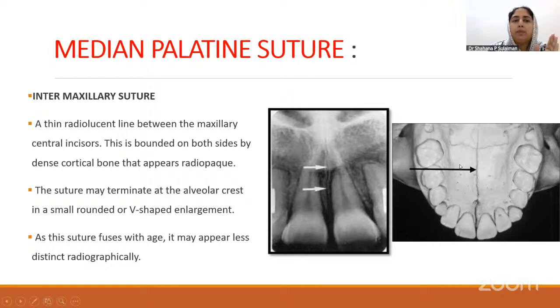So it is the median palatine suture, also known as the intermaxillary suture, which appears as a thin radiolucent line between the roots of the maxillary central incisors on a radiograph. And you can see that this radiolucent line has a radio-opaque line on either side. With age, it is found to appear less.